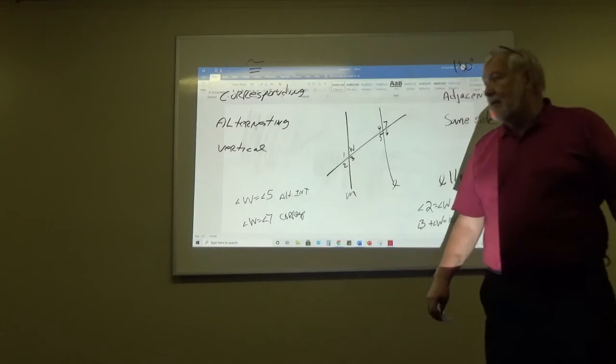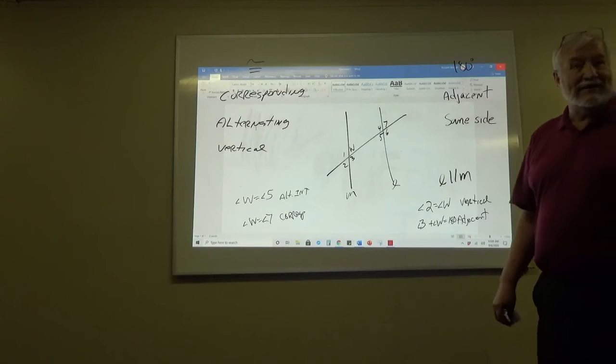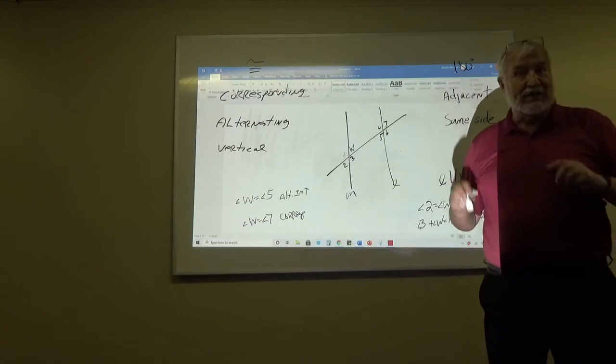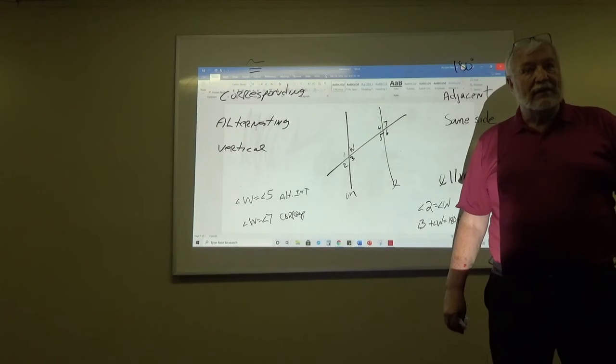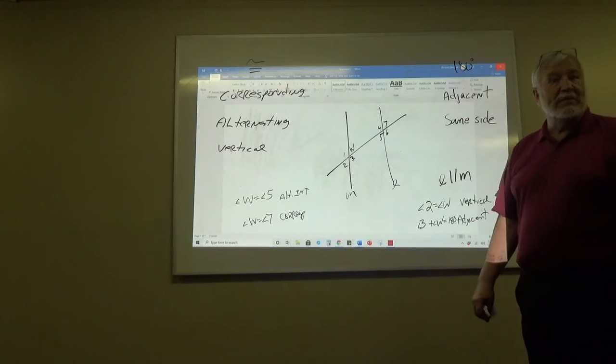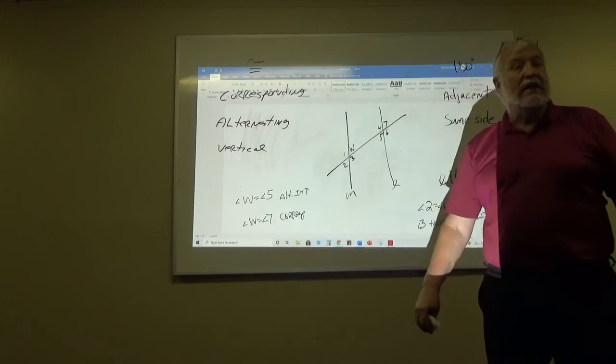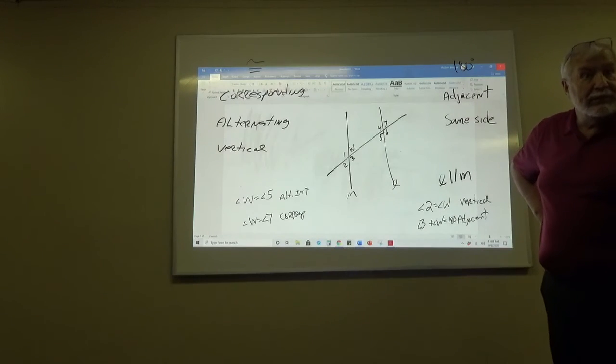So 2 and 6 would be same side exterior. Correct. And what do you know about 2 and 6? They're supplementary. The sum is 180. So you'd say angle 2 plus angle 6 equals 180 if you need an algebra term for it.